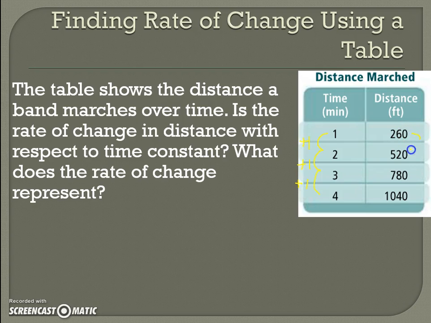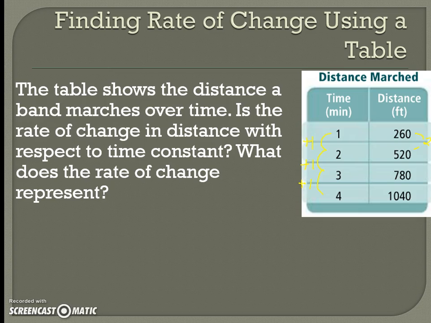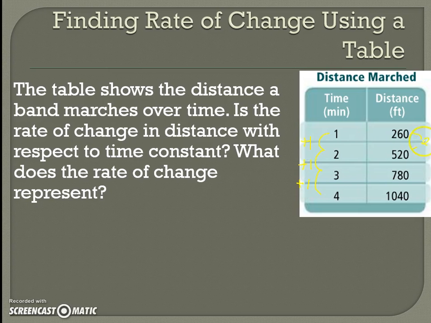Now over here, how is it increasing? It is increasing by, it looks like, 260. What's the difference between these two? It's 260. And here, 260. So my dependent variable is the distance, and my independent variable is the time.